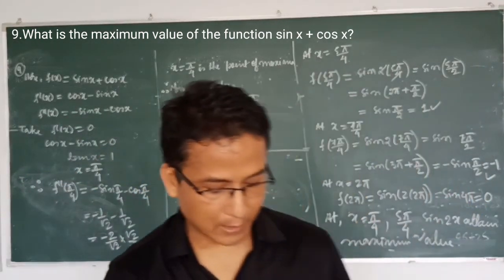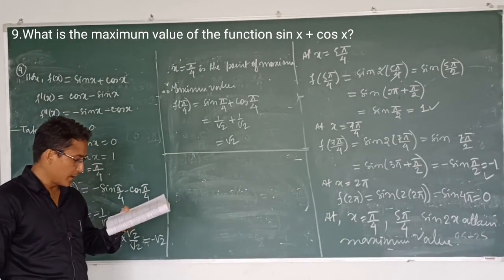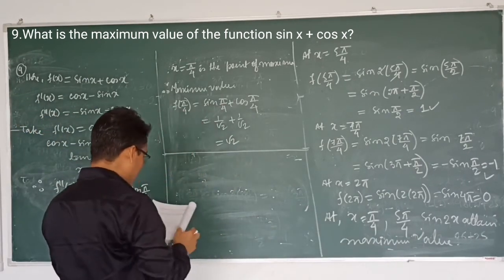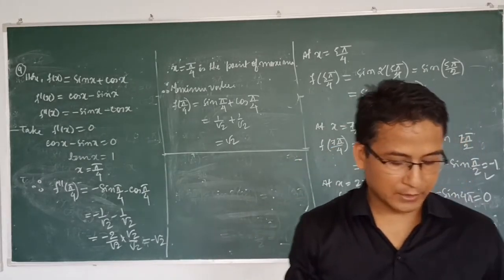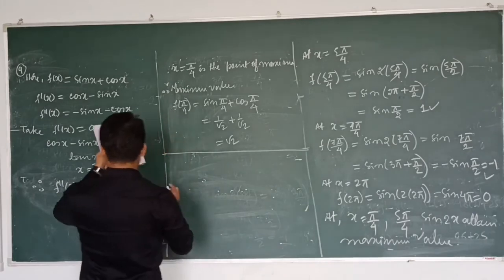Find the maximum value of this in the interval given, and find the maximum value of the same in the other interval. So two intervals are given. The first one is 1 to 3, second is minus 3 to minus 1. Okay, so let's see.